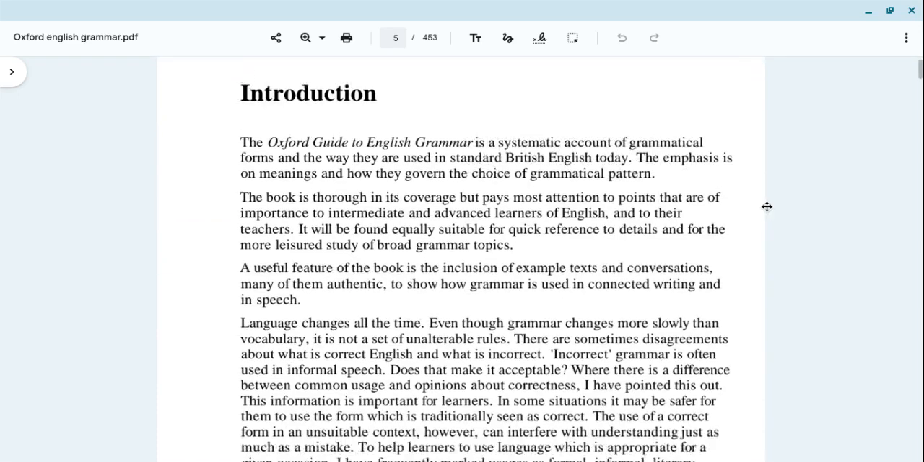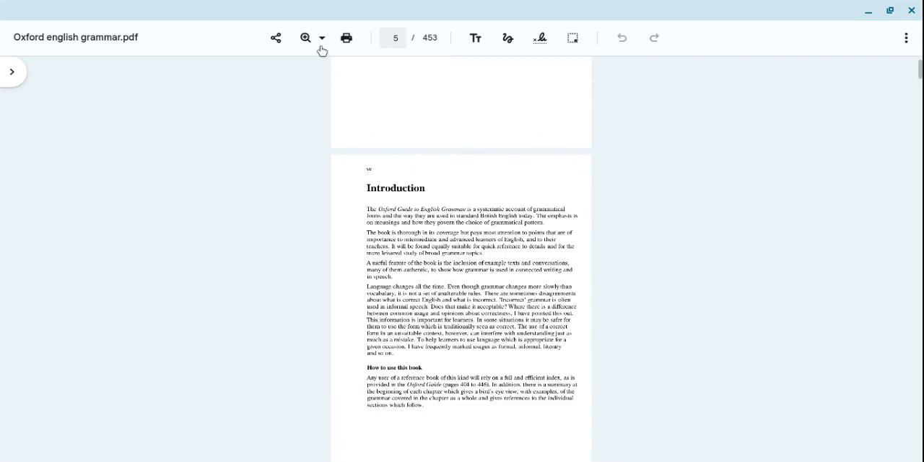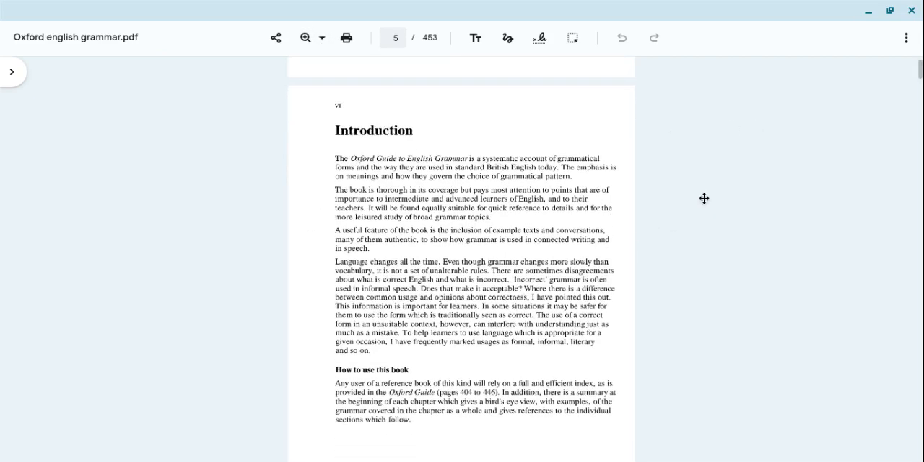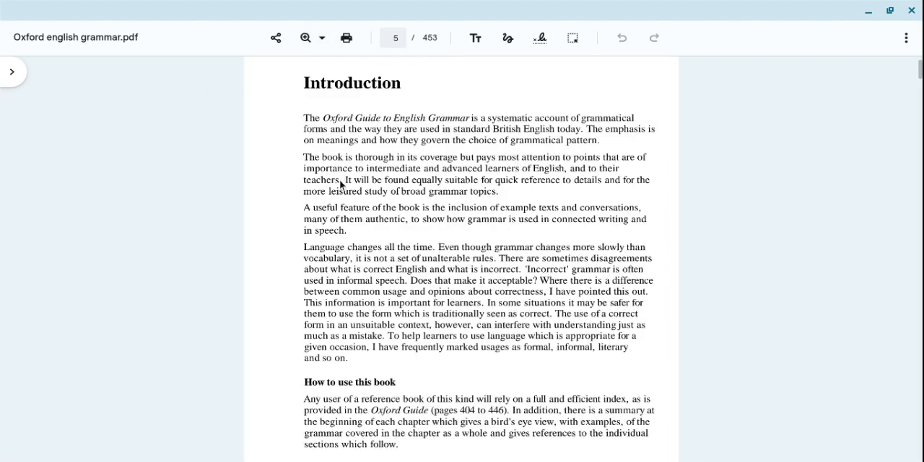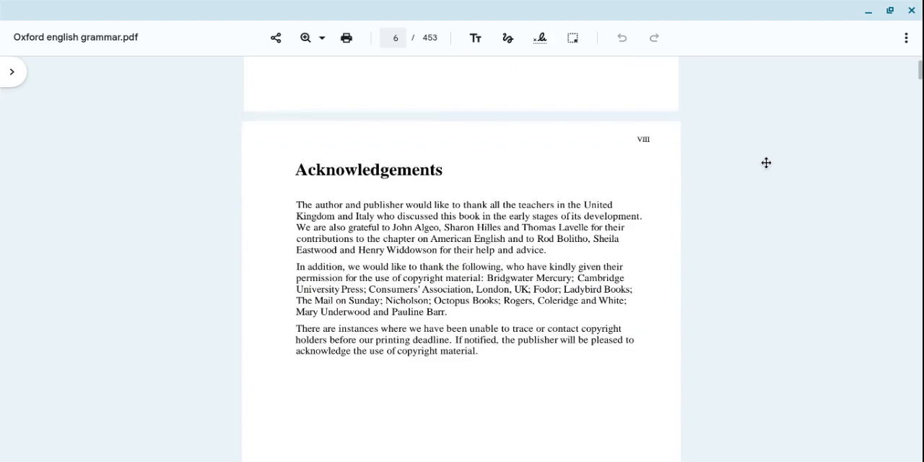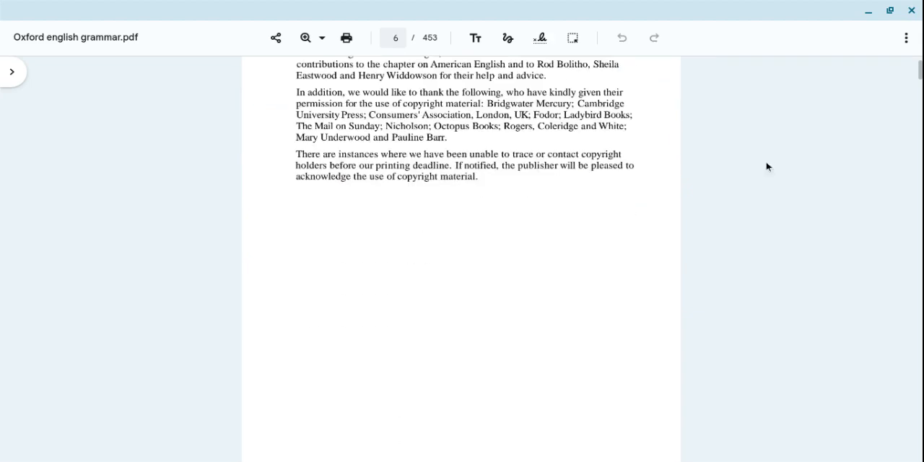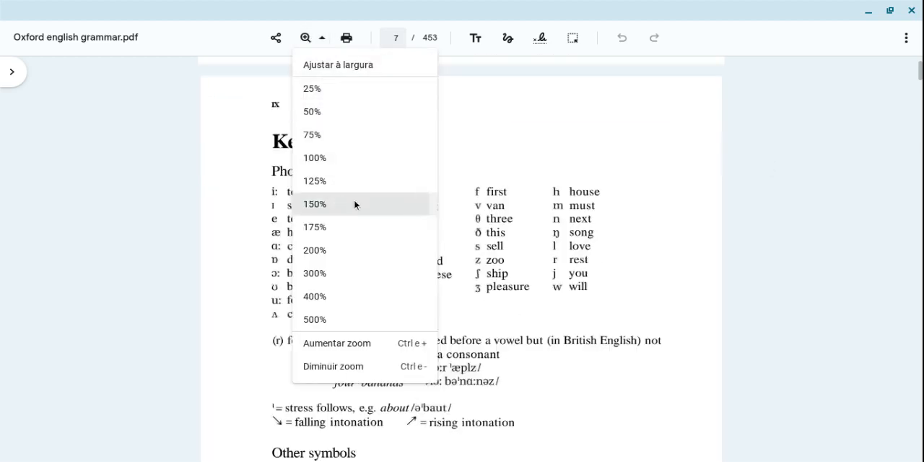Okay, introductions. If you want to take a print, I can make it smaller for you. Well, not that small. Let's go, Mariana. Okay. 125, much better. Acknowledgements. If you want to take a print of that too. I'm not going to read this. Move on.